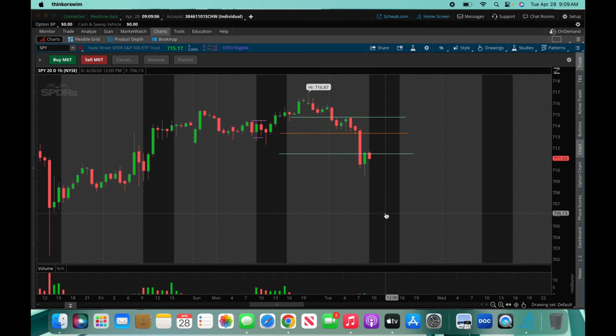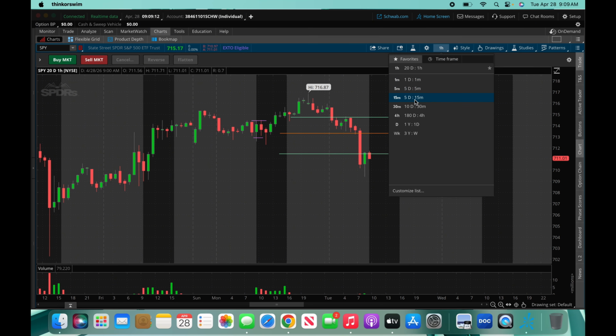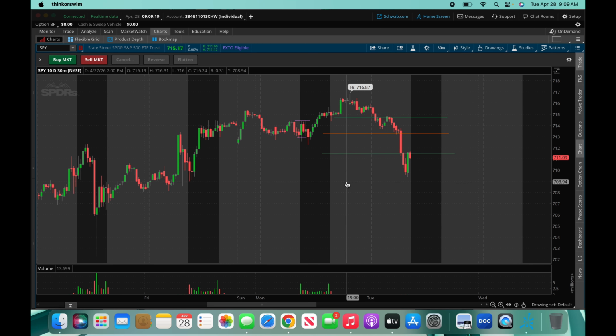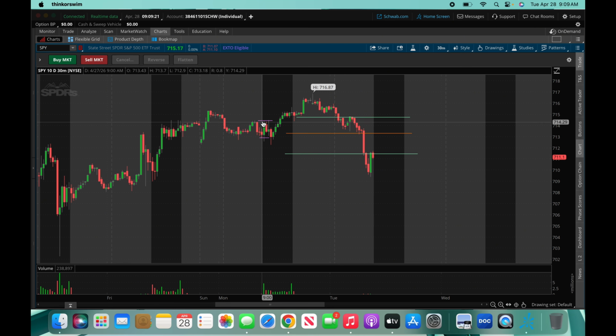Now I go down, y'all, to the 30 minute. After I do my markups and I see consolidation areas, I go down to the 30 minute. And I take these lines. I color coordinated so I could let myself know what I'm doing. But this is the 9 a.m. candle. So it's 9:09. I'm gonna mark up the 9 a.m.